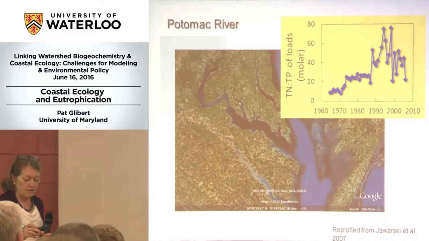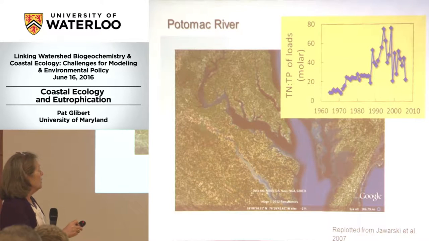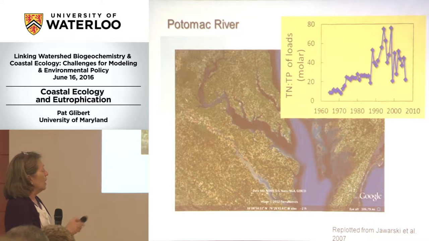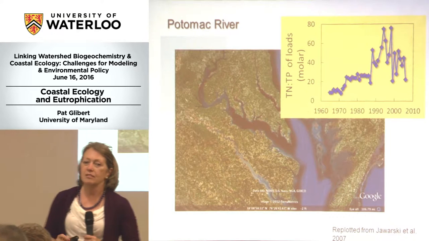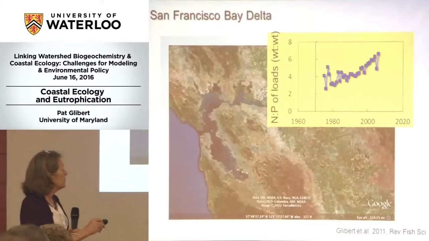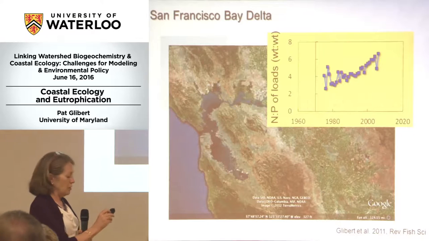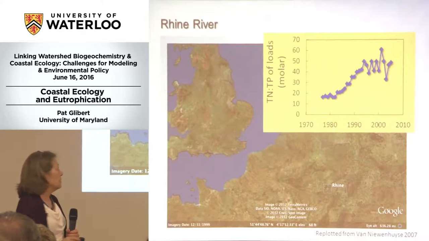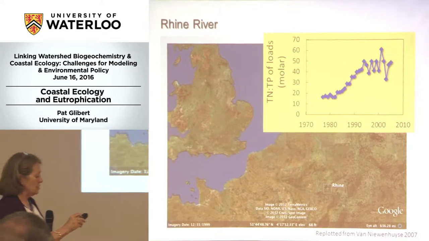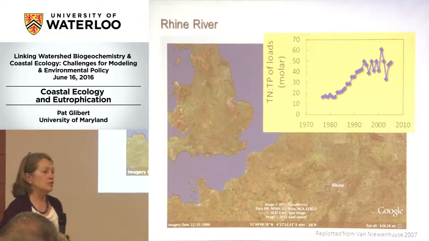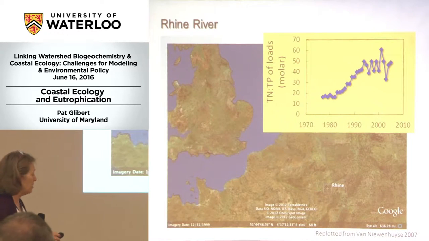We see this in many parts of the world, many coastal systems. This is the Potomac River, a tributary of Chesapeake Bay. The N-to-P of loads increased a lot up until about the year 2000. We've been a little bit more aggressive at taking nitrogen out since then, so they're starting to come down. We see this in San Francisco Bay Delta. N-to-P has been increasing. Sorry about the change of units there. And the Rhine River, so example after example, we see this trend in many cases driving the loads far higher than what we normally think of as a stoichiometrically balanced nitrogen to phosphorus load.